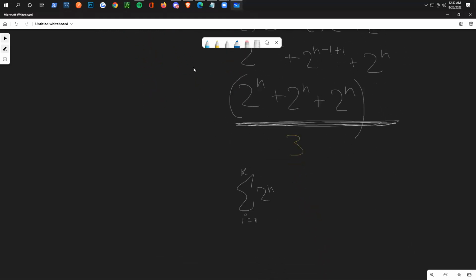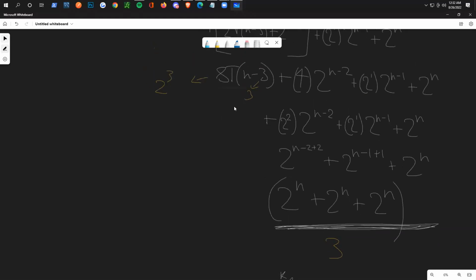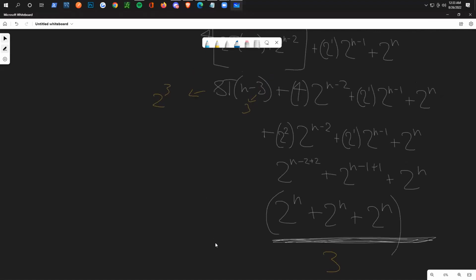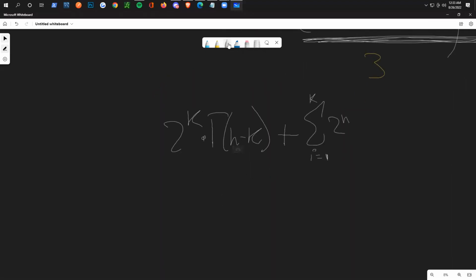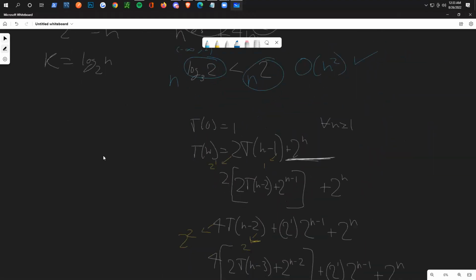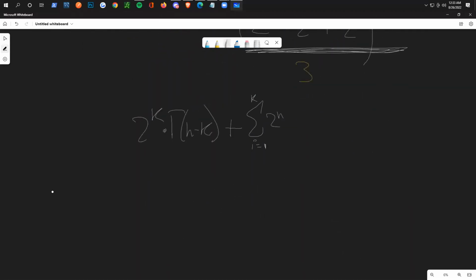Now from here, we're just going to end up solving this part out in general form. So we're going to have 2 to the k times T of n minus k, right? So that checks out. Now from here, we're just going to go back all the way up, see what they gave us. T of 0 equals 1, so we're going to have n minus k equals 0. That means n equals k, k equals n.